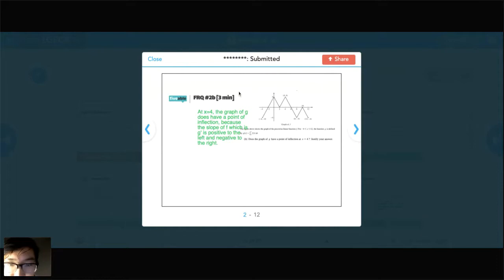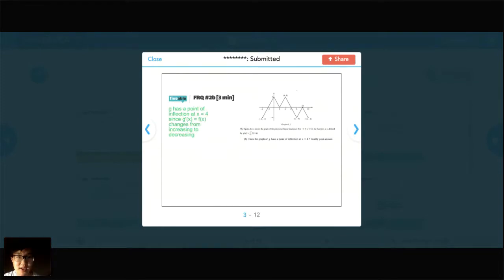And so in this instance, sharp turns, I don't think would affect the point of inflection because, oh, sorry, wait, you're right. The graph of g has a point of inflection because the slope of f, which is g prime, is positive to the left and negative to the right. I think instead of left and right, you would want to specify the interval, so 2 to 4 or less than 4, greater than 4, something like that. That'd probably help you out there. G has a point of inflection at x equals 4 since g prime of x equals f of x changes from increasing to decreasing. I would add here that it changes from increasing for this interval and decreasing for this interval.